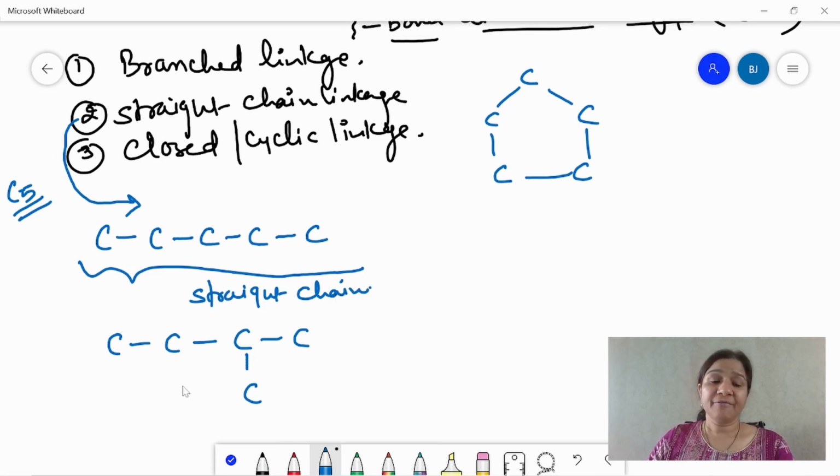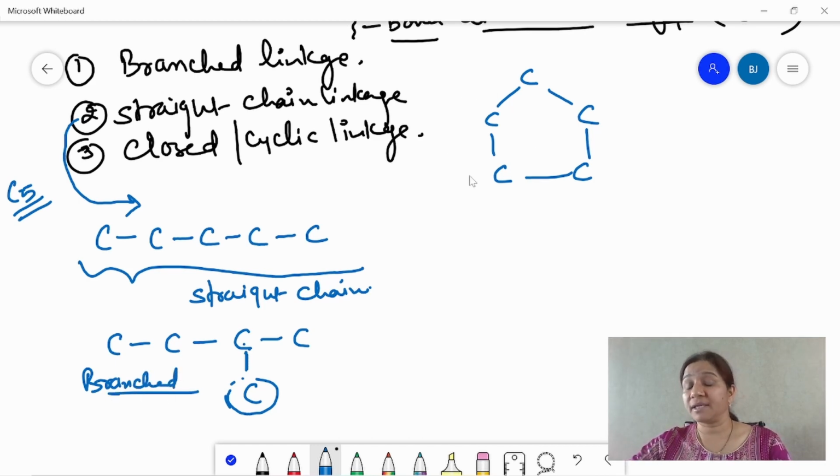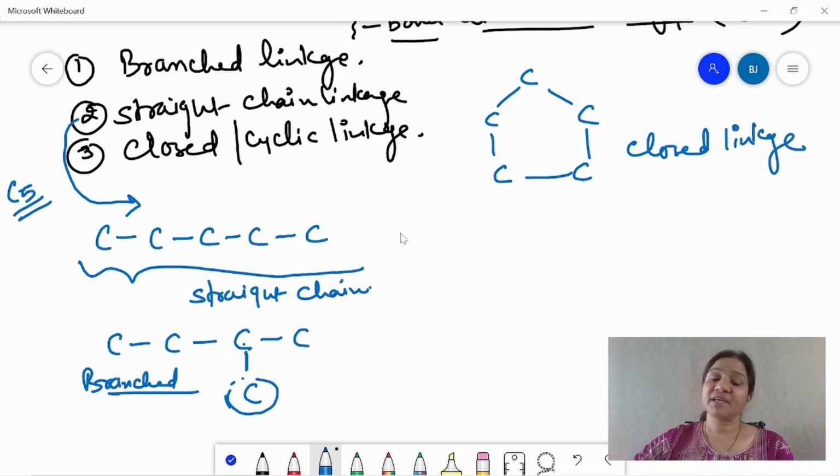And if you are writing them in a branched chain this way, not in a straight line, with one carbon coming out like this, it is a branch on this carbon, so then it is called branch linkage. And when you connect all the carbons in the form of a cycle, it should not be open; it's a closed ring. When you attach them to make a closed ring, then it is called closed linkage. So these are the 3 ways in which carbon can show catenation.